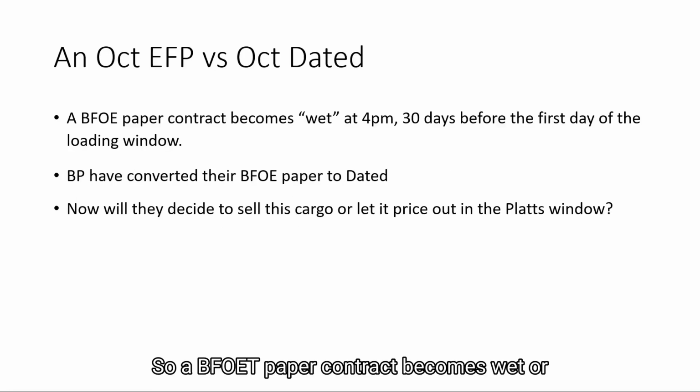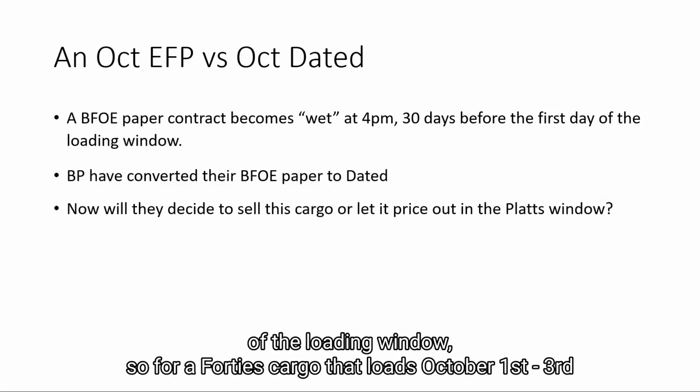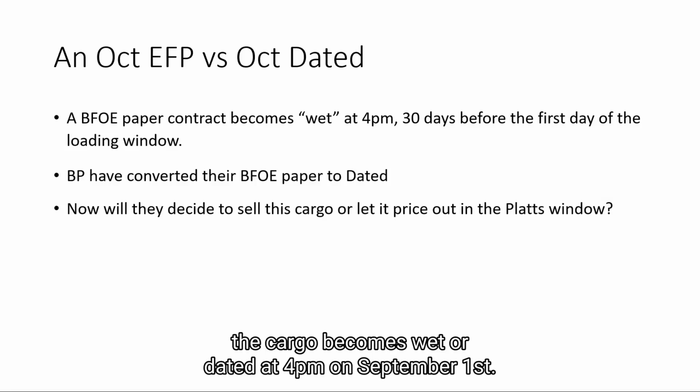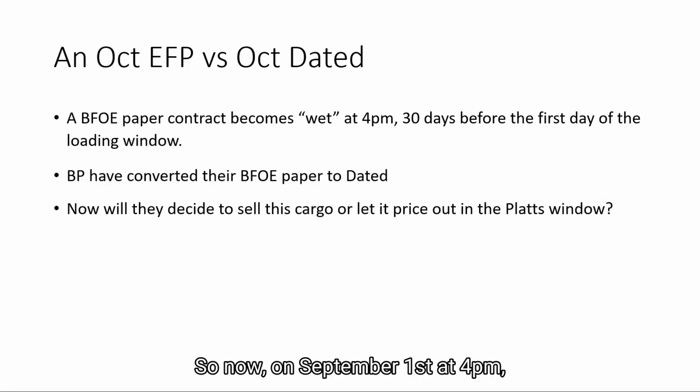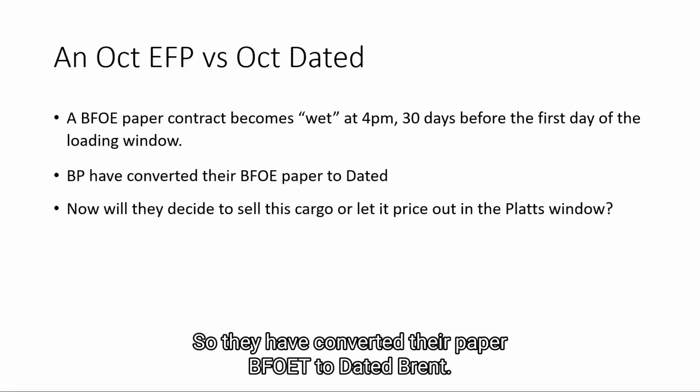So a BFOET paper contract becomes wet or dated at 4 p.m. 30 days before the first day of the loading window. So for a 40s cargo that loads Oct 1st to the 3rd, the cargo becomes wet or dated at 4 p.m. on September the 1st. So now on September 1st at 4 p.m, BP have a 40s cargo that prior to 4 p.m. was a paper BFOET contract.